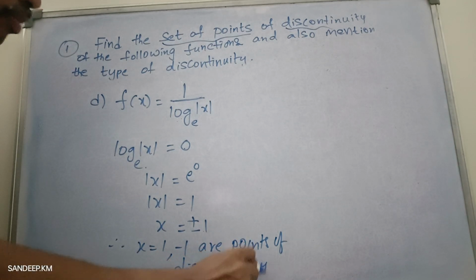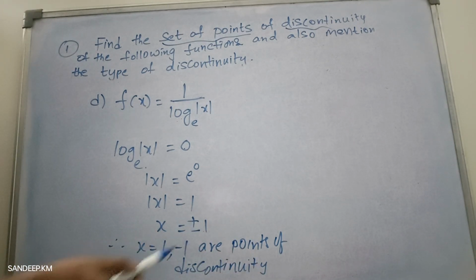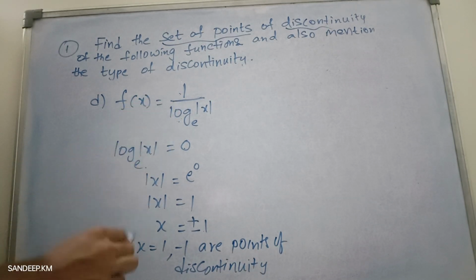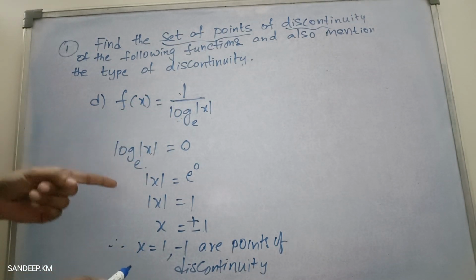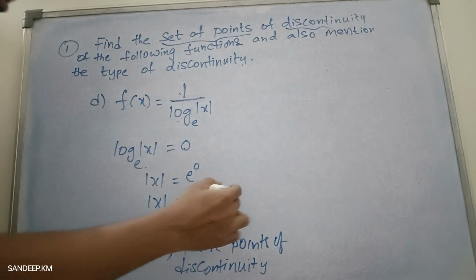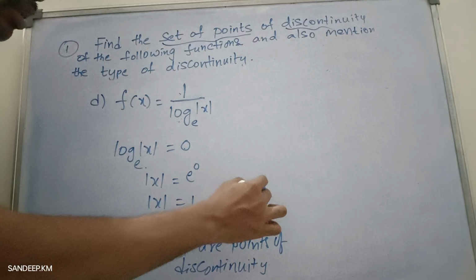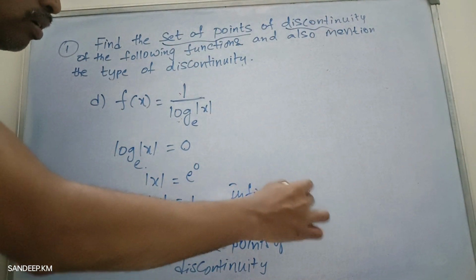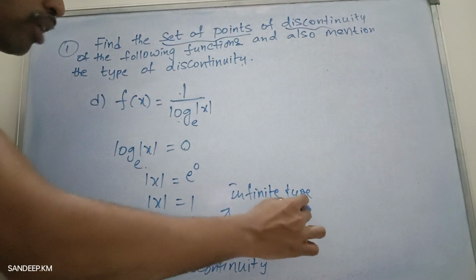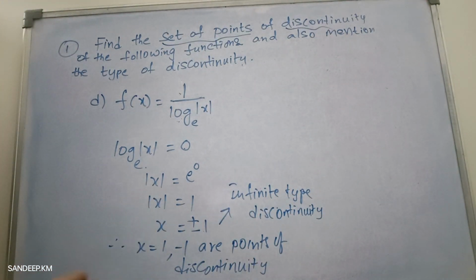And obviously at x equal to plus 1 and minus 1, the denominator is becoming 0 and the numerator is a finite number. So can I say directly what type of discontinuity? Already I have discussed it in the first example. We will have infinite type discontinuity. To prove that it is infinite type discontinuity, you can find LHL or RHL when x is approaching plus 1 or when x is approaching minus 1. You can try it and check whether you are getting infinite type discontinuity or not.